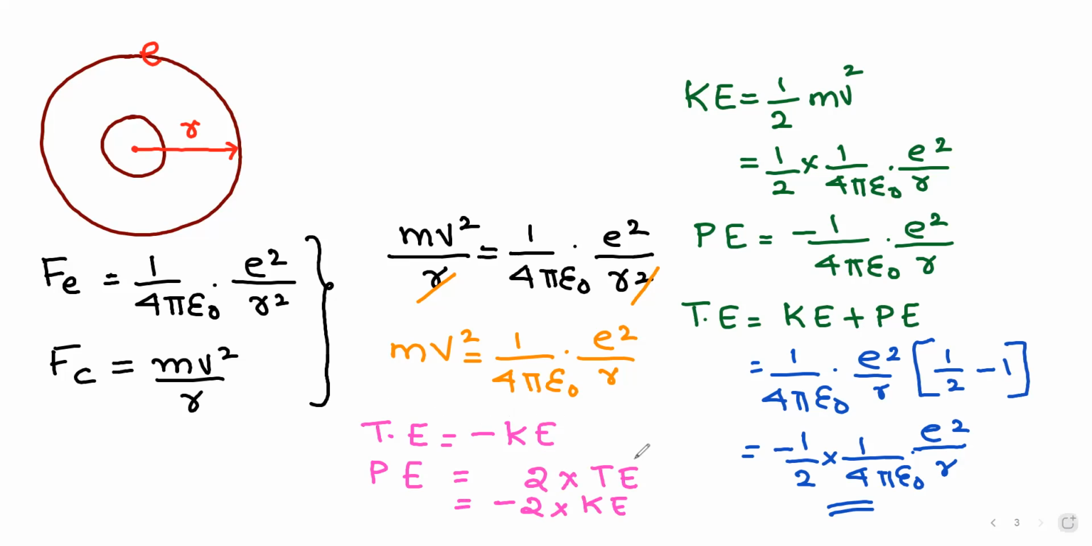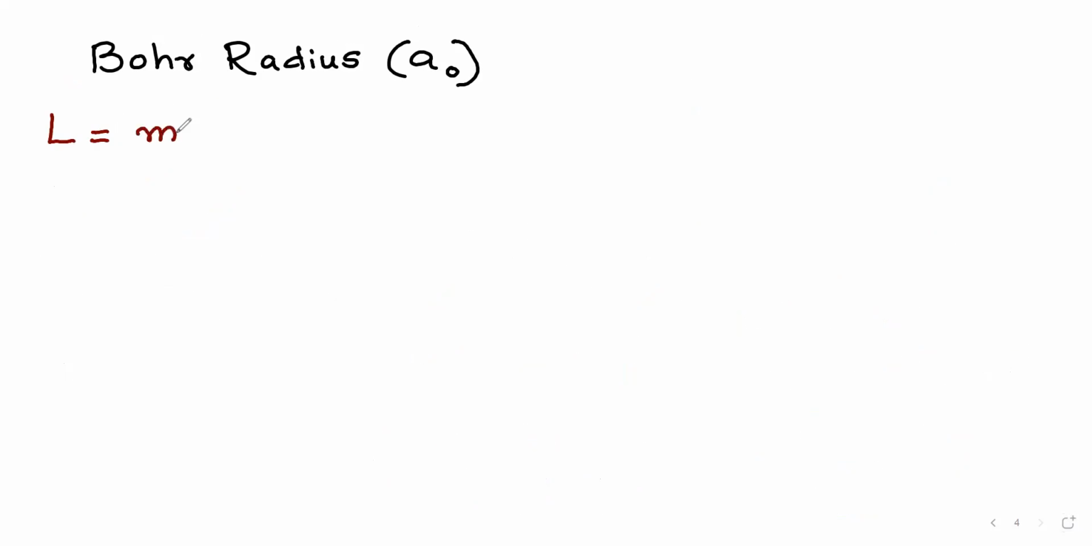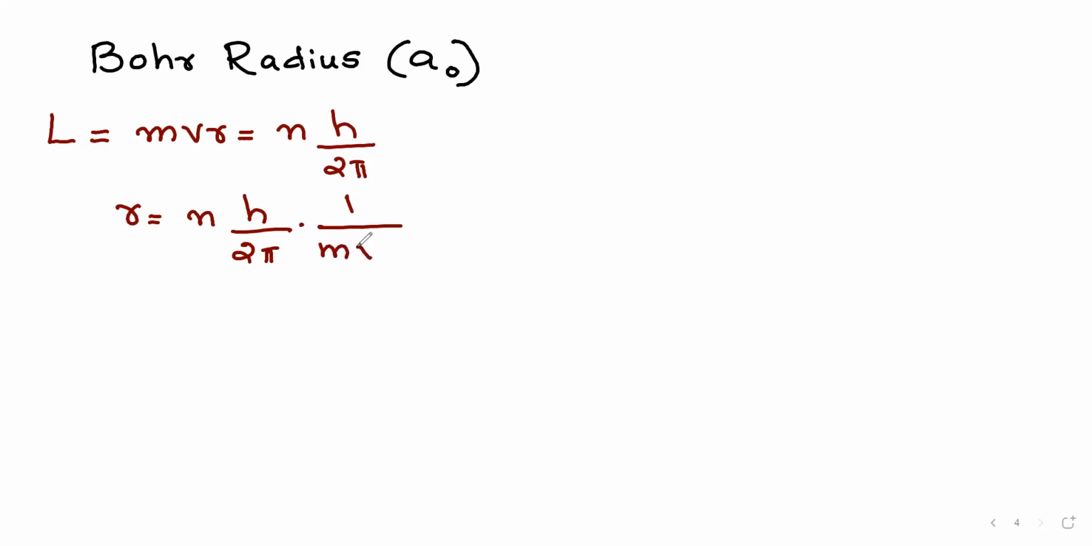Now the second derivation is how we will derive the Bohr radius. Bohr radius means it is the radius of the first orbit of hydrogen atom. There is only one electron in hydrogen atom. So Bohr radius is the radius of the first orbit of hydrogen atom. We discussed that the second postulate of Bohr is angular momentum, mvr is equal to nh divided by 2 pi, or r is equal to nh divided by 2 pi into 1 by mv.